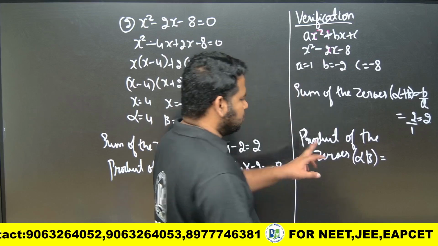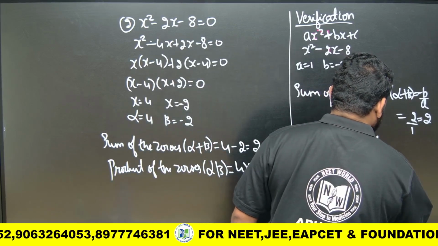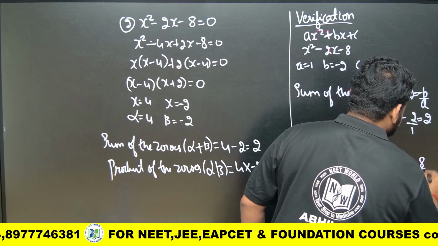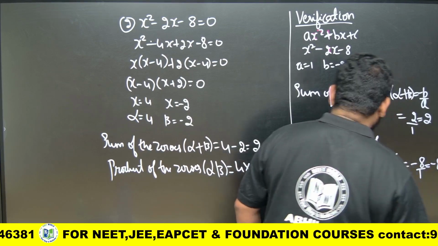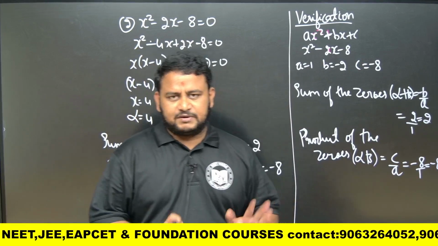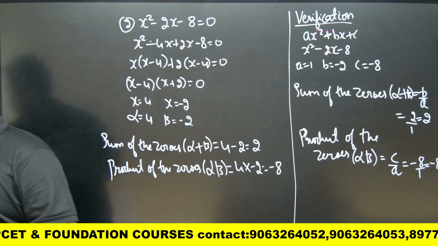So this product of the zeros, that is alpha beta. Alpha beta is equal to what? Alpha beta is equal to c by a. What is the value of c here? C here is minus 8. Minus 8 by 1 will be equal to minus 8 itself. So what we got here? Product of the zeros is minus 8. Here also we got it as minus 8. So sum of the zeros and product of the zeros are verified. Got it? Now let us solve the next question, friends.